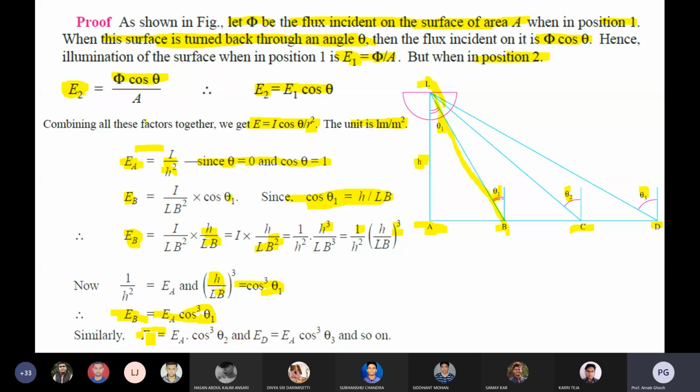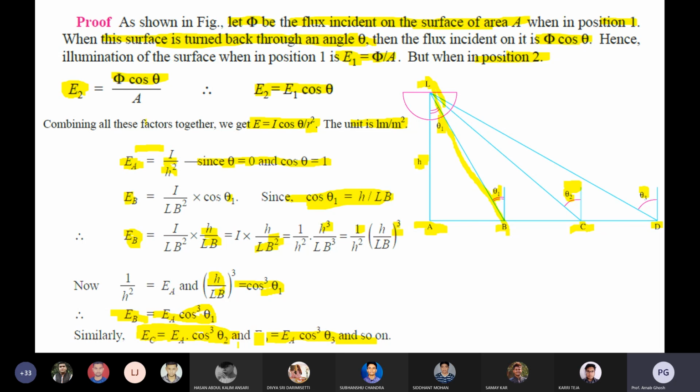So same thing for EC, for this point illumination C. At that point EC equal to EA cos cube theta 2. How it is coming, that proof you can do at home. You can solve how those two things are coming: EC equal to EA into cos cube theta 2 and ED equal to EA cos cube theta 3. Those two expressions you will do in your homework copy. Those proofs are very important, so at the time of exam you can be asked for this.